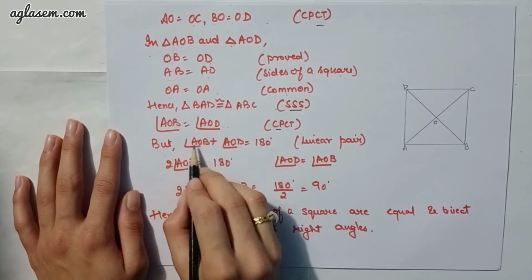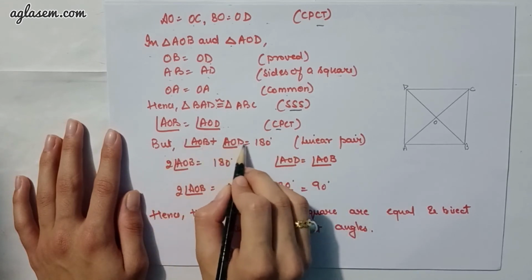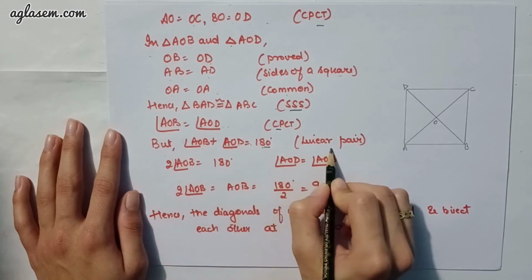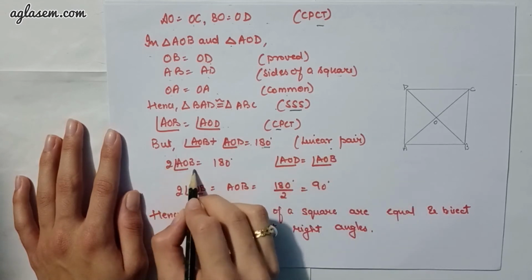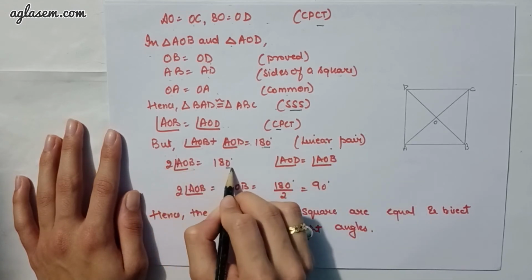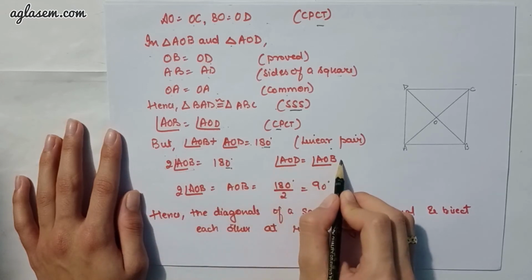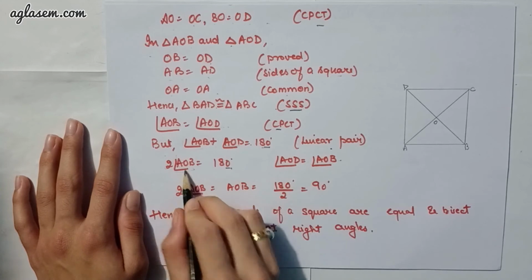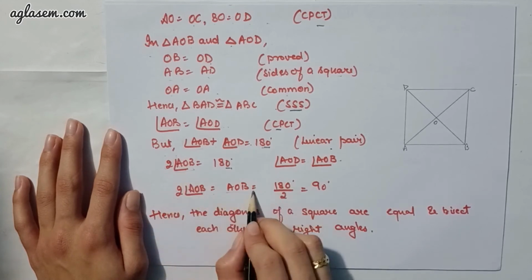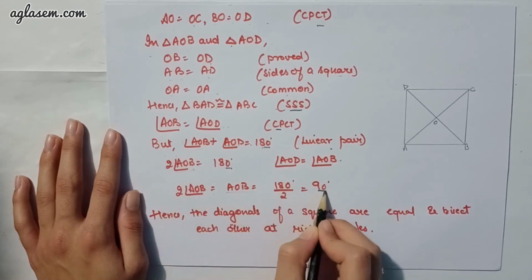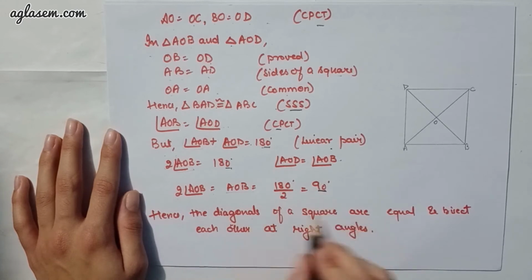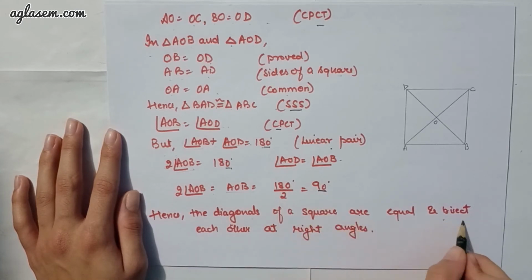But angle AOB plus angle AOD is equal to 180 by linear pair. So 2 angle AOB is equal to 180, because angle AOD is equal to angle AOB. Further solving it, we get angle AOB is equal to 90 degrees. Therefore, the diagonals of the square are equal and bisect each other at right angles.